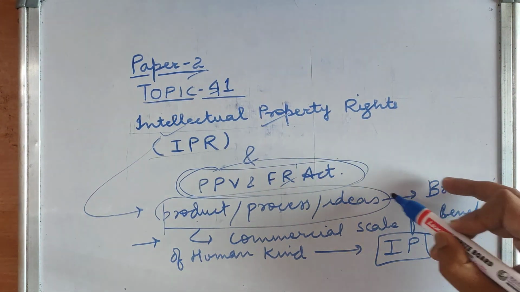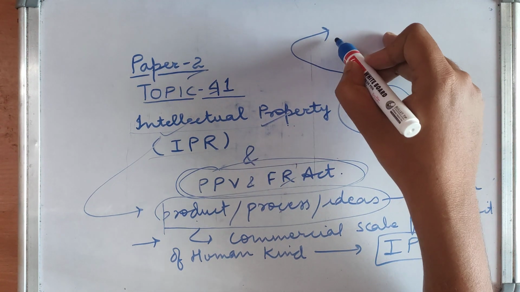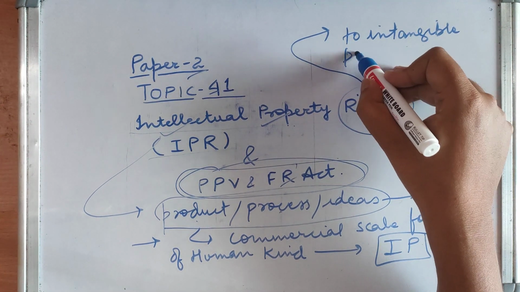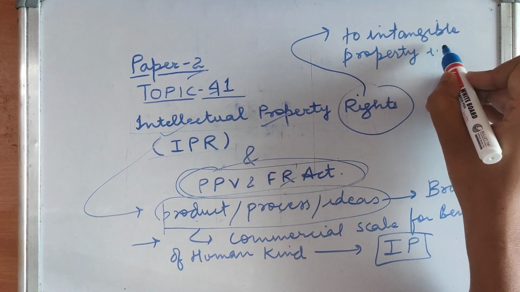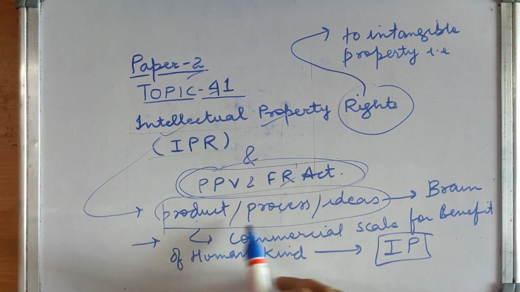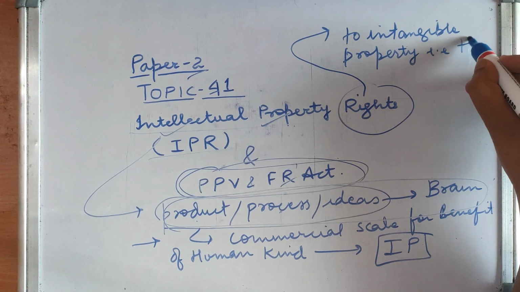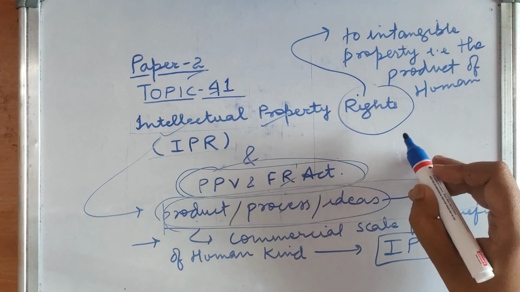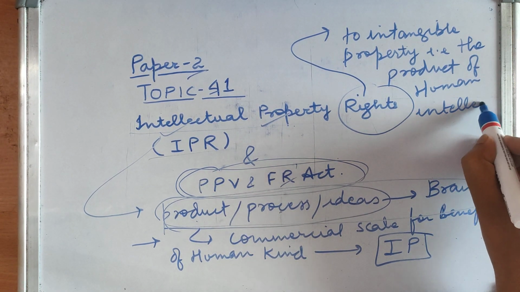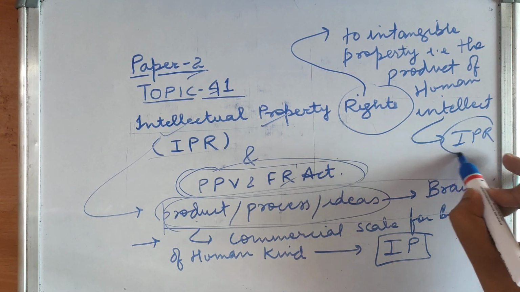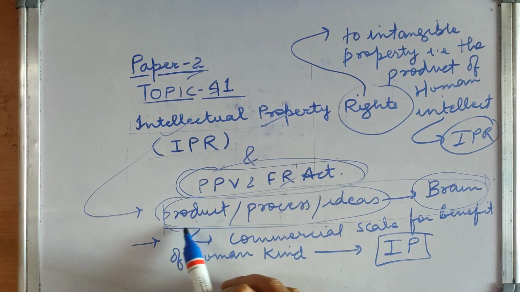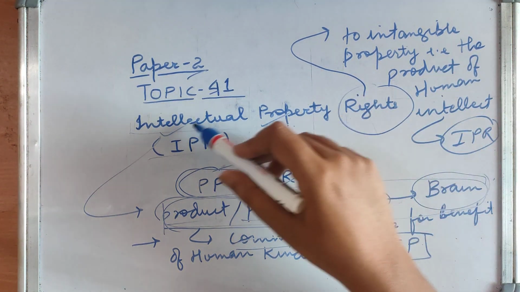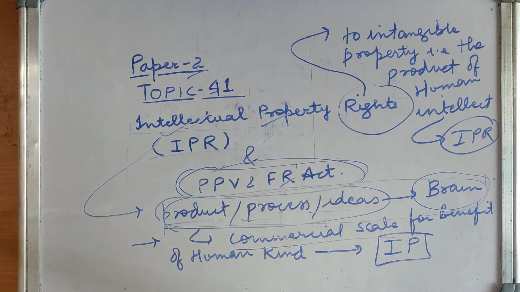And the rights. So what are these rights? The rights to intangible property, that is the product of human intellect. What is intangible property? The product of the human brain, or human intellect, is referred to as intellectual property rights. So the rights conferred to the makers or innovators for their product, process, ideas which are commercially beneficial for humankind are known as intellectual property rights. Hope you all understand what intellectual property rights are.